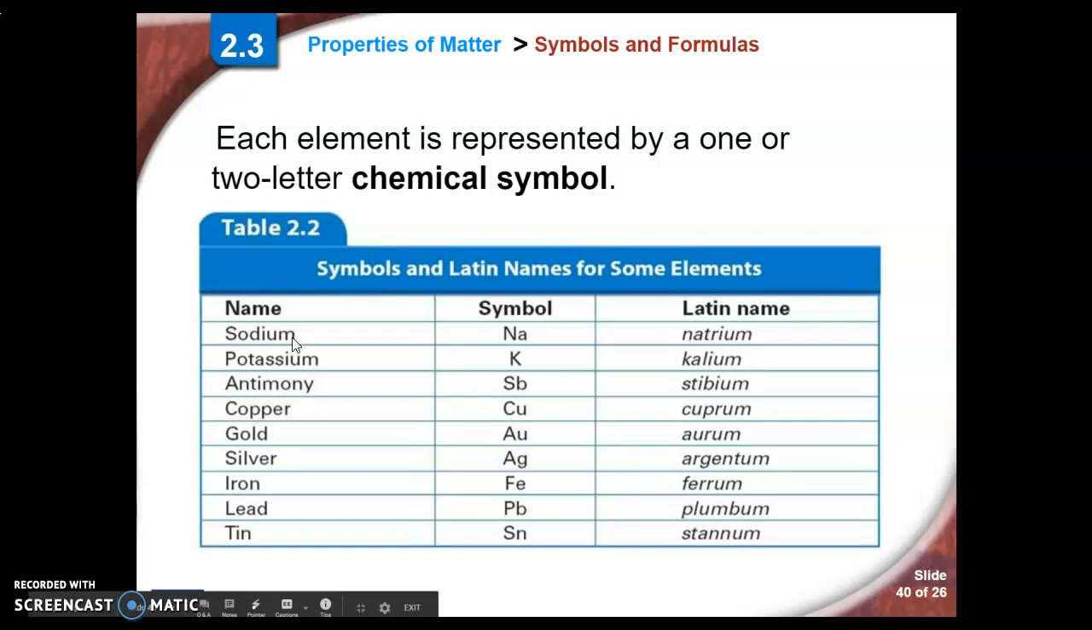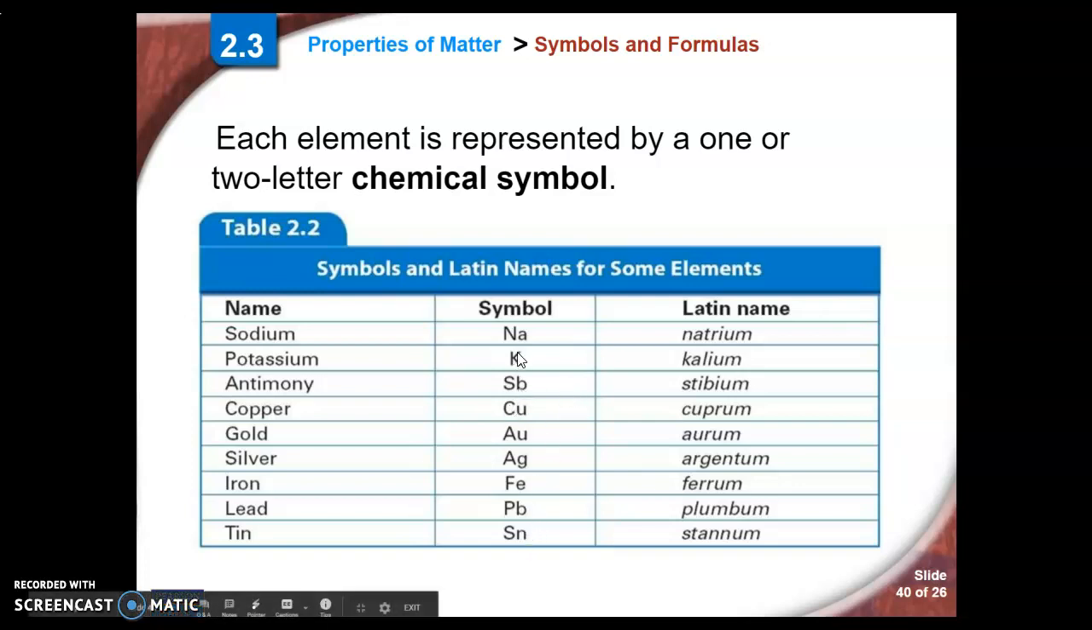For example, sodium. It's a metal. The Latin name is natrium, so we take Na. Remember, first letter capital, second letter small. Let's go back. Potassium, Latin name is kalium, K. Antimony, Latin name is stibium, first letter S capital, b is small.